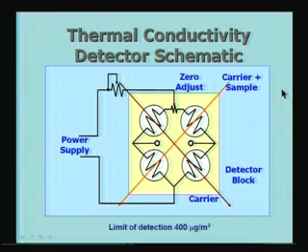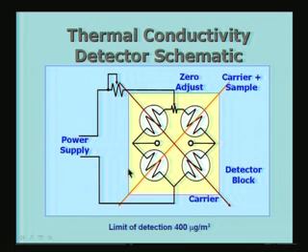For example, let us see how it is going to be done in a thermal conductivity detector. The schematic is shown here. So, the thermal conductivity detector consists of 4 identical heater wires, 4 identical wires, and this is put in a block.